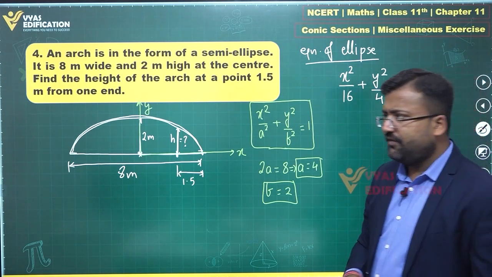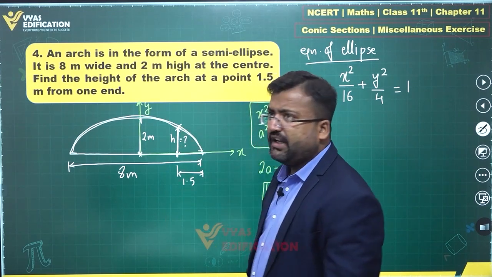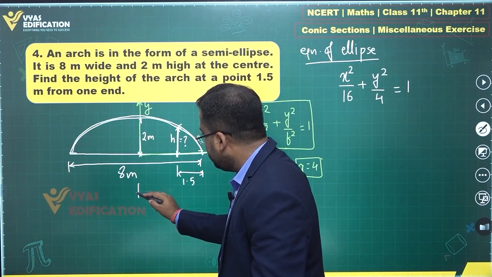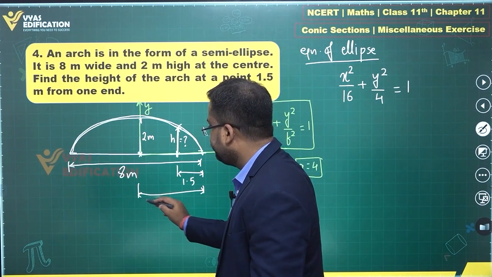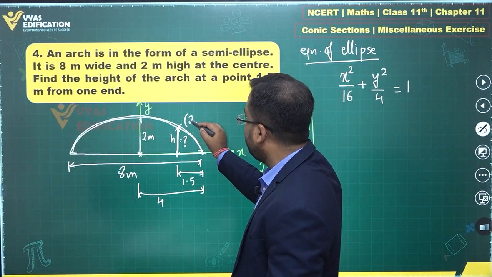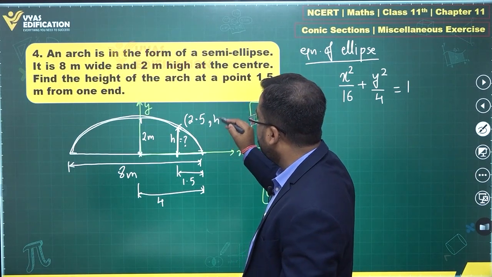Now what are we interested in? We are interested in this particular height over here. So we are actually interested in this particular point lying on the ellipse. The x coordinate, as you can see, this total is 4. From the center, this distance is 4 and 1.5. This x coordinate becomes 2.5. And the y coordinate is this h, right?